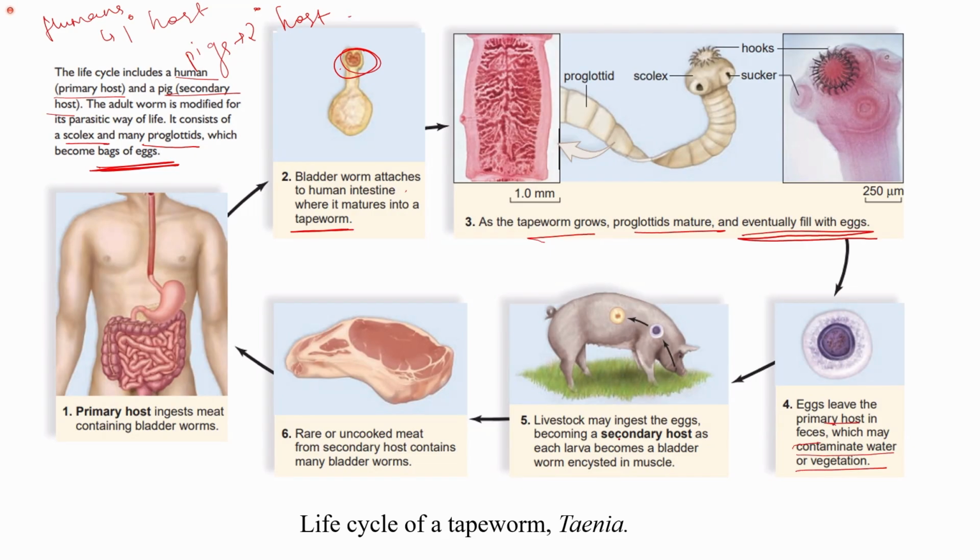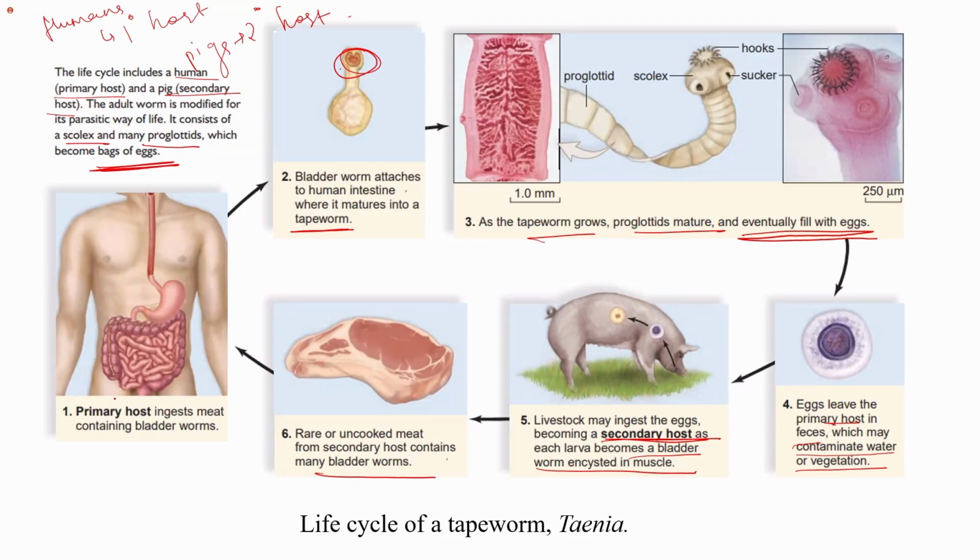Livestock like pigs may ingest those eggs and act as a secondary host, as each larva becomes a bladder worm in the muscles. Now, when the rare or uncooked meat from the secondary host is eaten by the primary host, that is humans, and it contains the bladder worms, these again infect the humans.